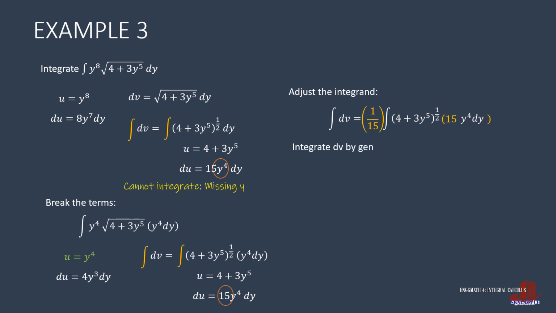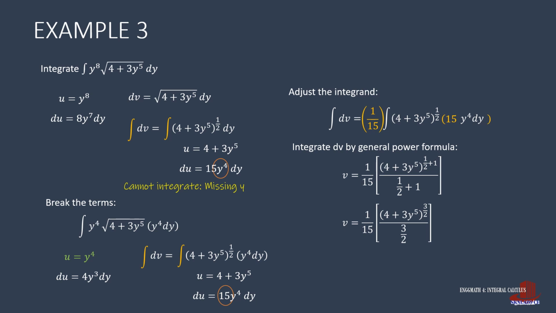Then integrate dv using the general power formula to have v as 1/15 of the quantity 4 plus 3y raised to 5, raised to 1/2 plus 1 over 1/2 plus 1. This is simplified as 1 over 15 of the quantity 4 plus 3y raised to 5, raised to 3/2 over 3/2. So v is now taken as 2 over 45 of the quantity 4 plus 3y raised to 5, raised to 3/2.